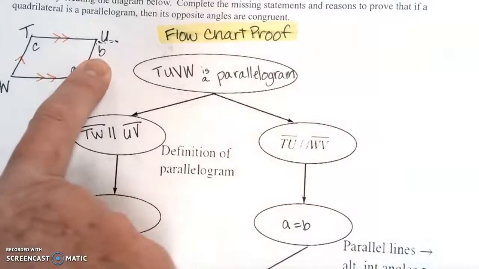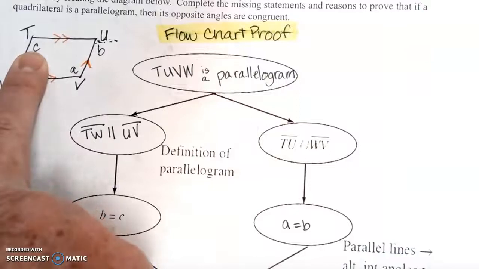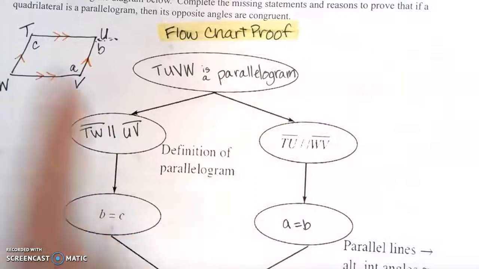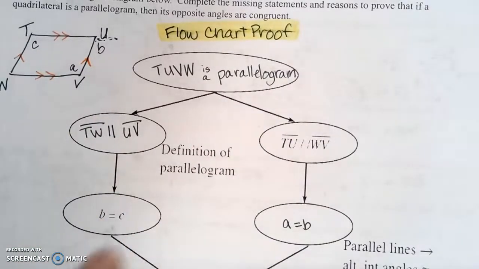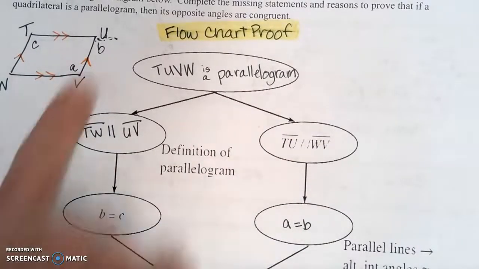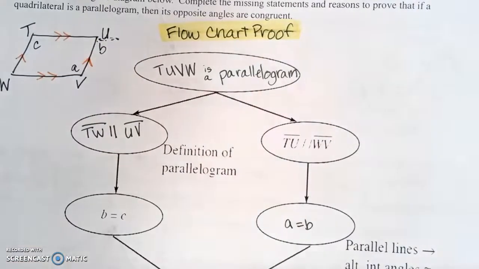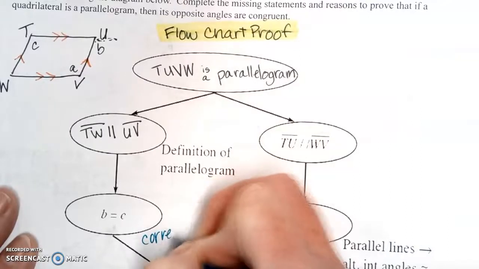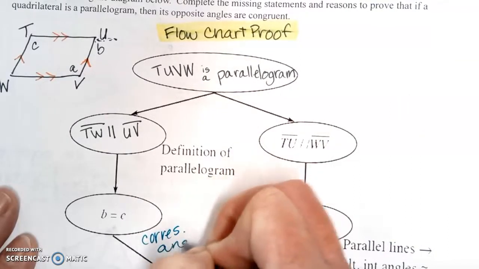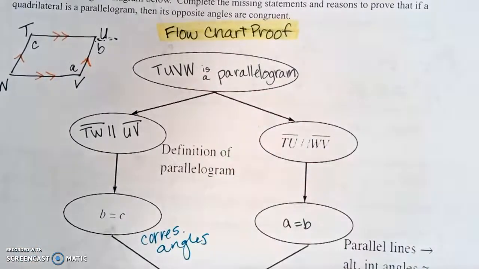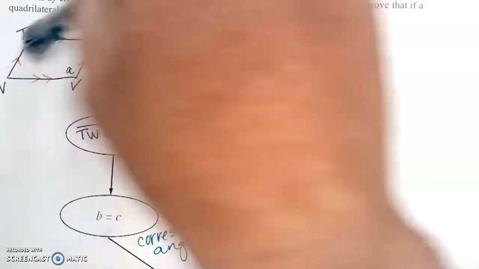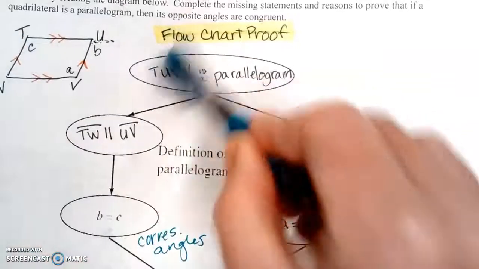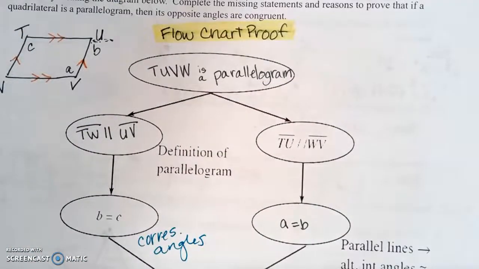So here's angle B right here. Here's angle C. That's going to be given. No, we don't have a reason. Oh, they are corresponding angles. So let's fill that in. We didn't have that in there. By corresponding angles, if we use this line right here as our transversal, these are in the same position as we go along that transversal.